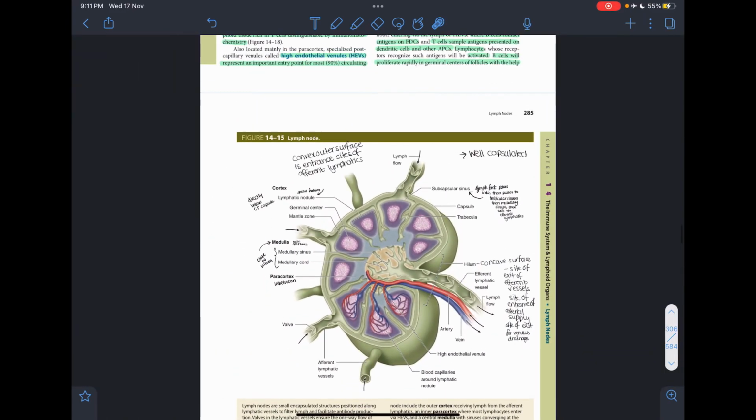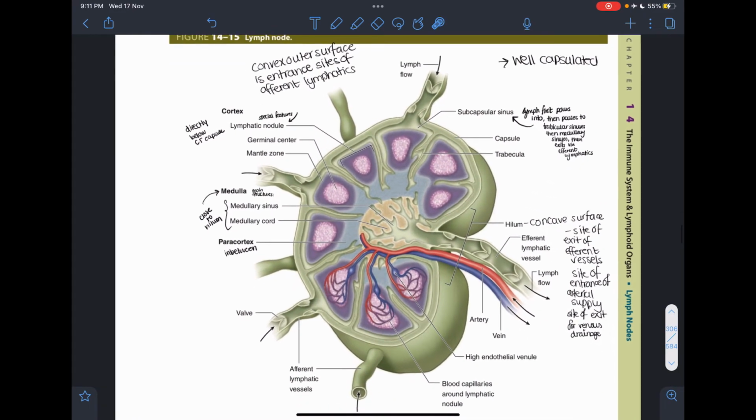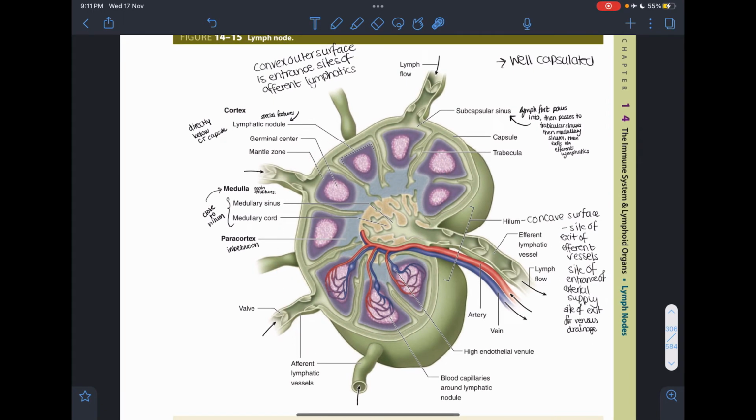This is the lymph node. As you can see here, this is the structure. This is the bean shape. Here we have a concave depression. It has a convex surface, but there is a concave depression at the location of the hilum.